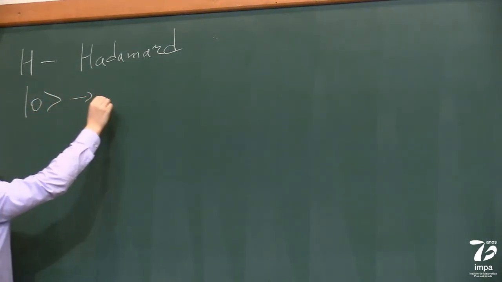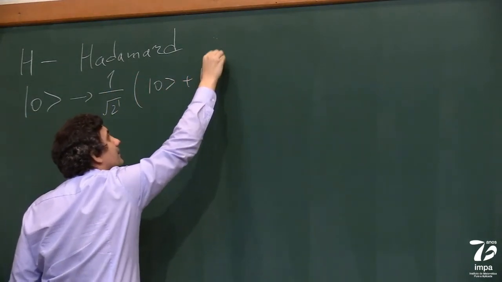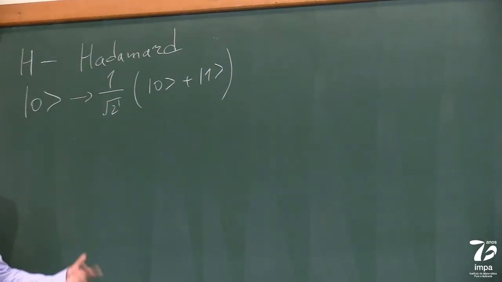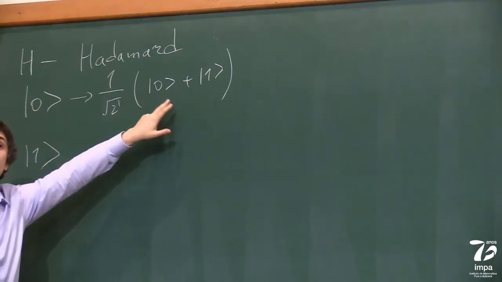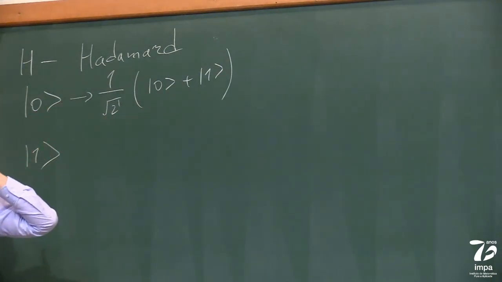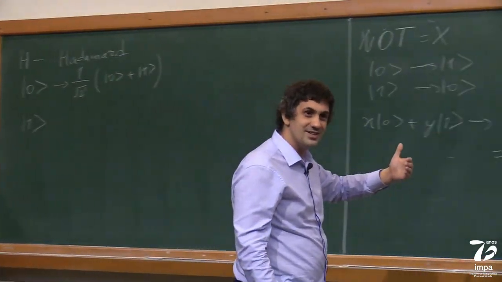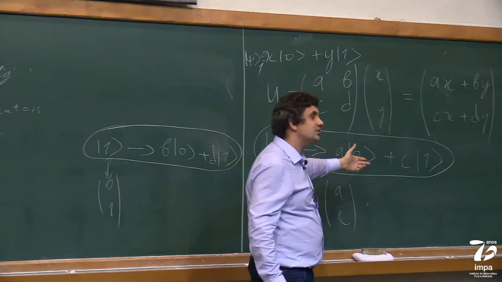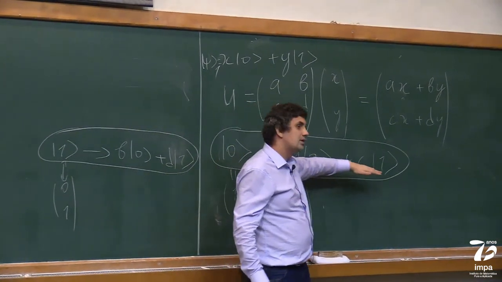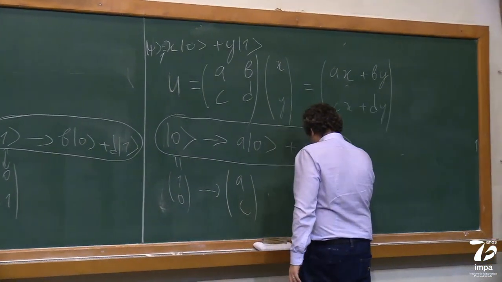So 0 goes to 1 over square root of 2 of 0 plus 1. After this, we need 1 to go also to a vector of absolute value 1 and orthogonal to this one. In another case, it is not a unitary operator. So remember, unfortunately, not all operations like this give you a unitary operator. The first condition is that the absolute value of each of them is equal to 1. This is a straightforward condition.